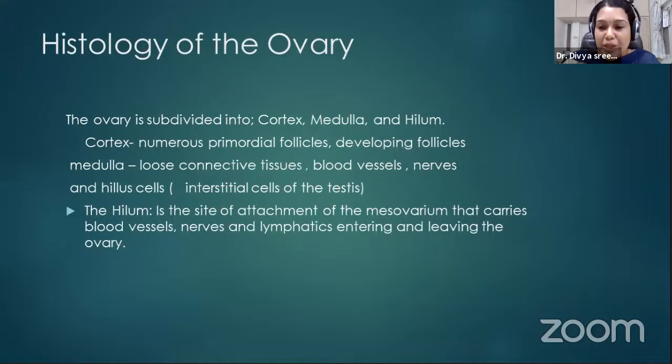Another thing, the medulla. The medulla is the innermost area. It contains loose connective tissue, and blood vessels and nerves are also seen in it. One more thing is it contains hilum cells, that is, cells which are similar to the interstitial cells of the testis. They are seen in the medulla as hilum cells.